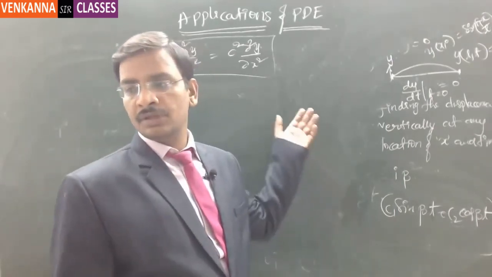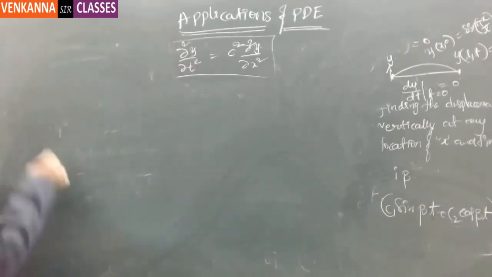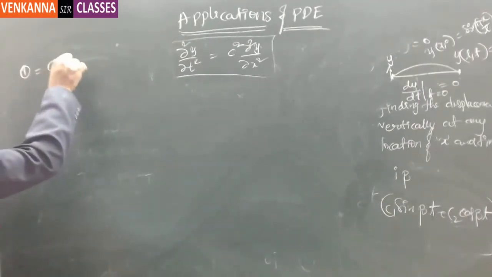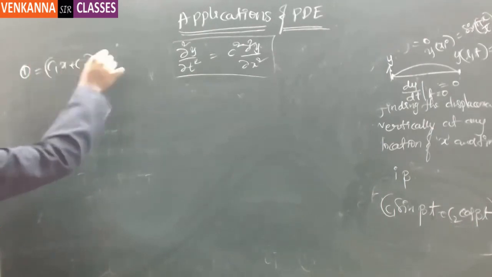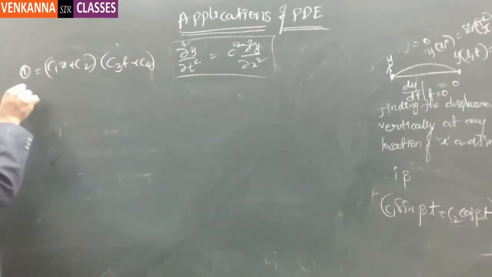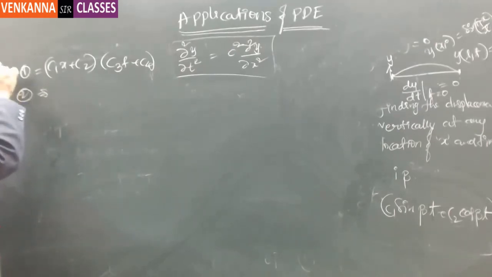Got it? So here actually 3 solutions. One solution is (c1 x plus c2) times (c3 t plus c4). This is one solution. And the second solution is, this is k equal to 0.